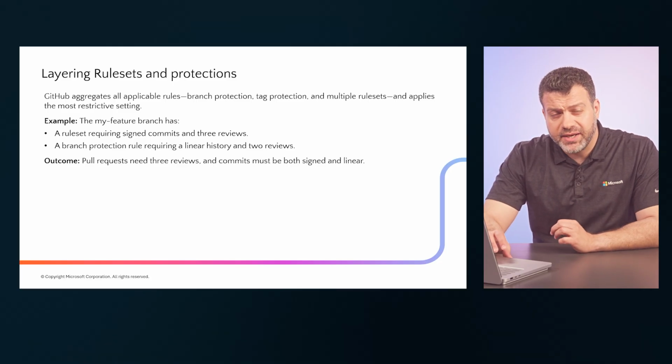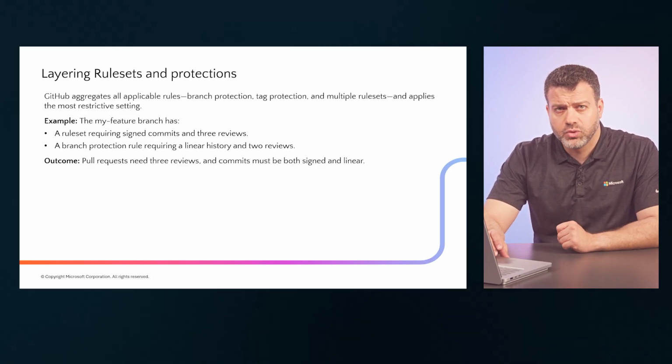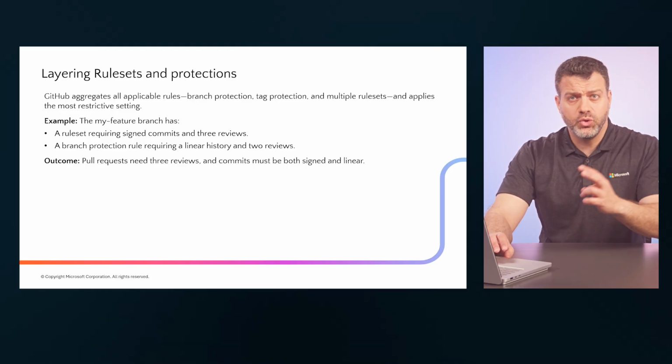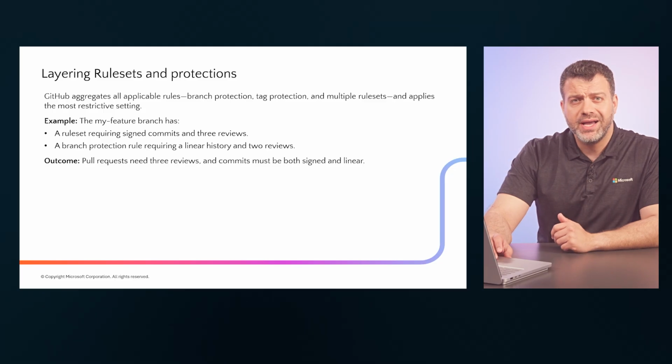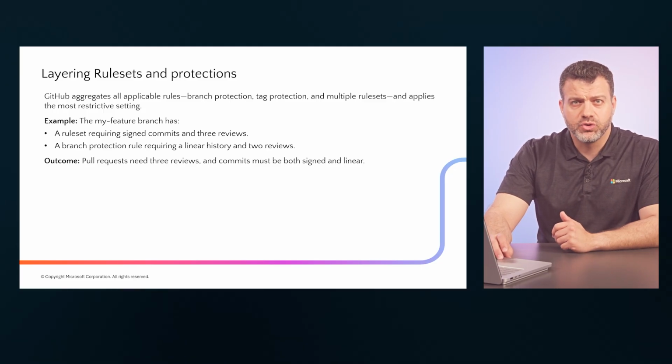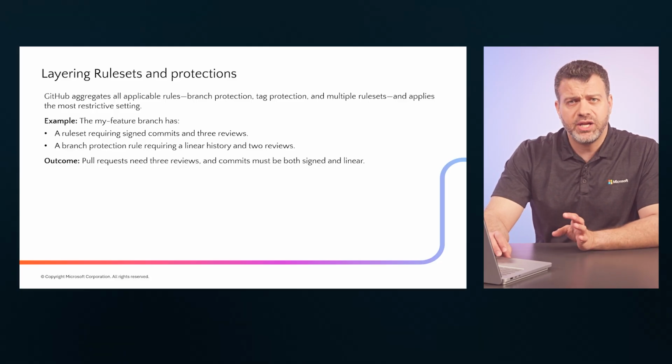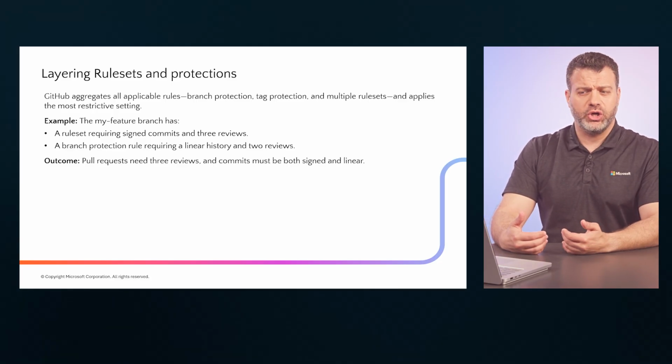One powerful concept in GitHub security is layering. Rules don't replace each other, they stack. So if one rule requires 2 reviewers and another requires 3, GitHub enforces 3. So the most restrictive rule always wins. This ensures that adding new policies never weakens your security.